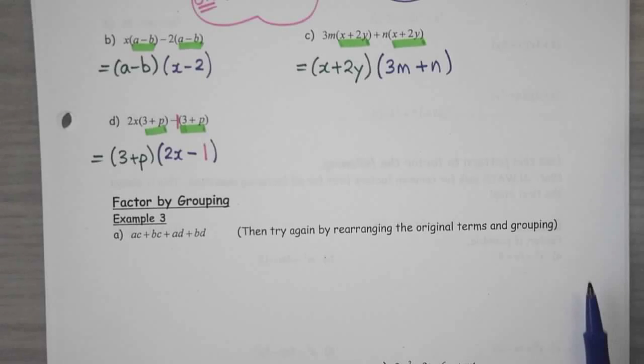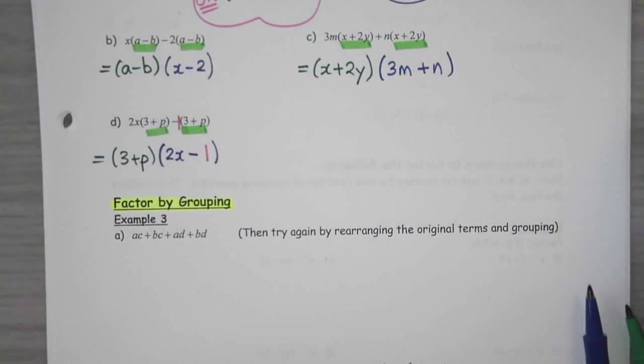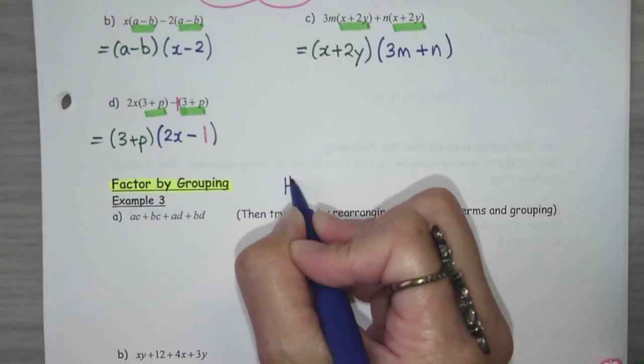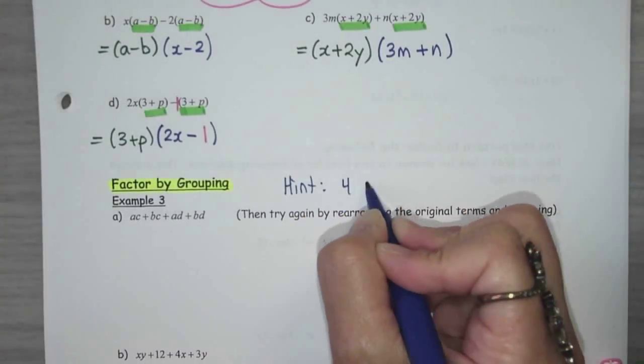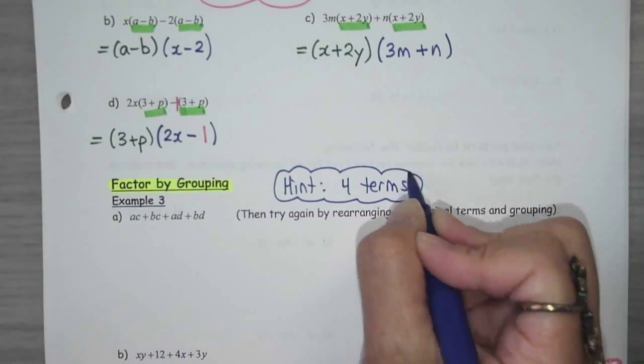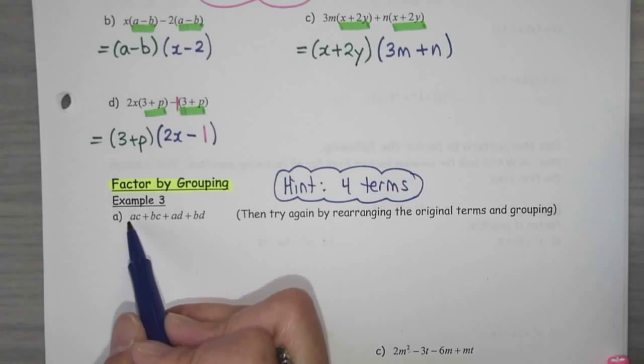Another type of common factor is factor by grouping. So this one's called factor by grouping. So usually when we give you these ones, there'll be 4 terms. So I'll say hint, 4 terms. It gets more complicated than that, but for this year, in grade 10, we only ever do 4 terms. So when you see 4 terms, you go, I should look for a common factor.